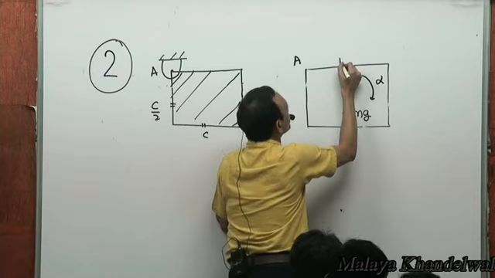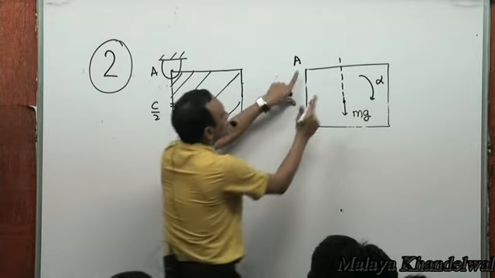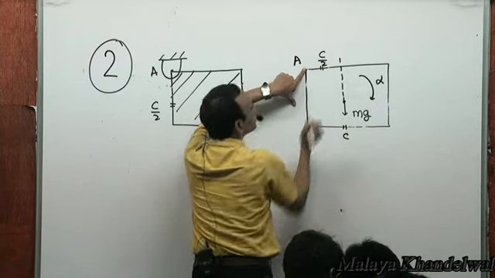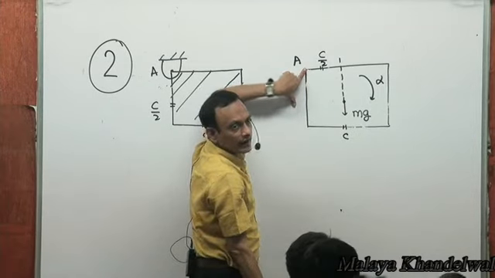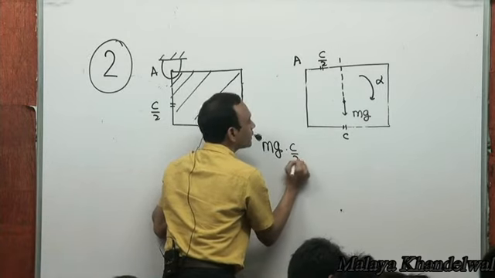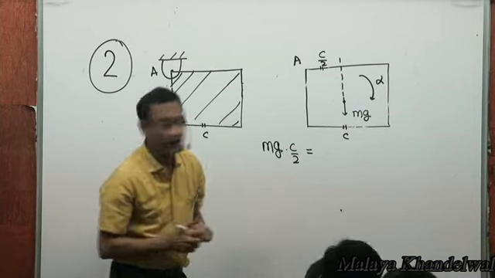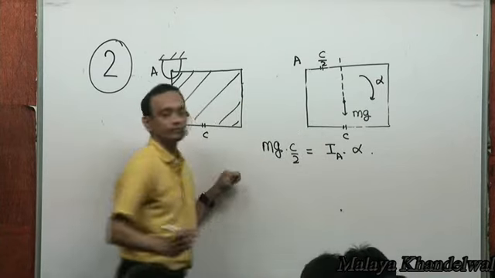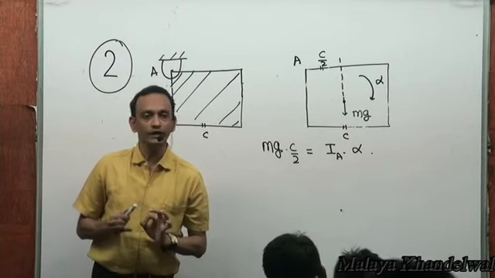Now, so this length was C. This would be C by 2, right? What's the net torque about A? mg into C by 2. That must be equal to I about A into angular acceleration alpha, right? I need to therefore only compute I about A for the rectangular lamina.